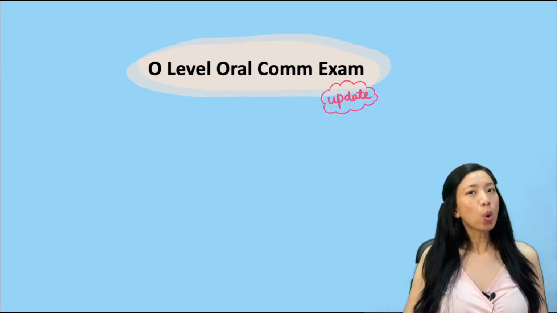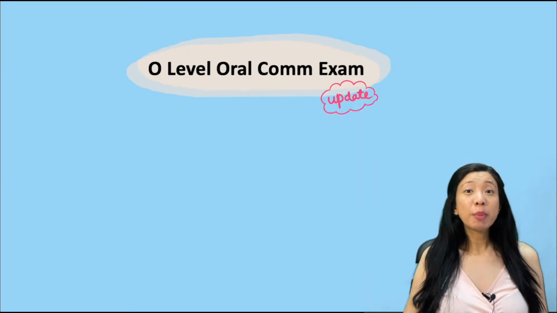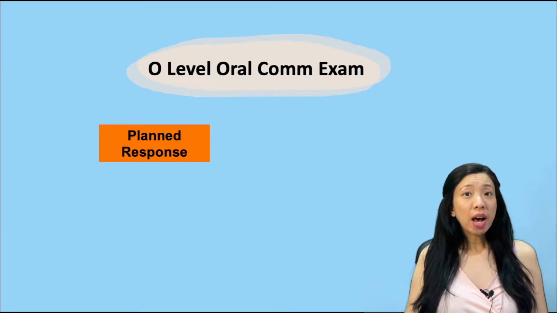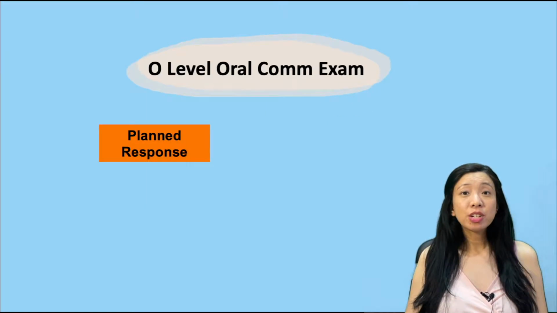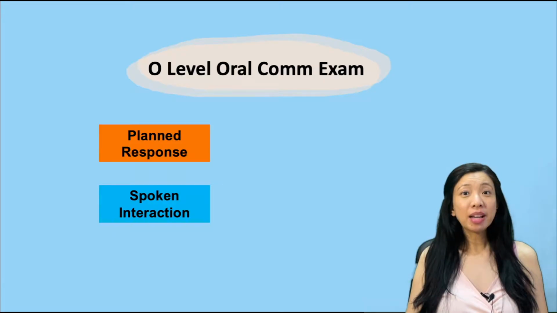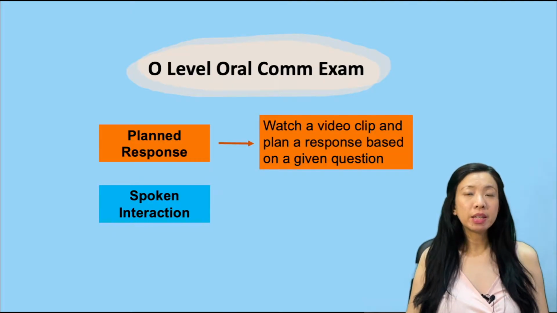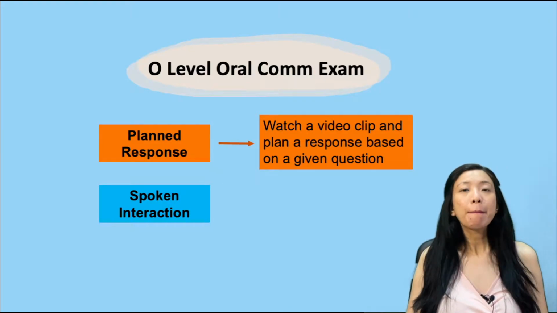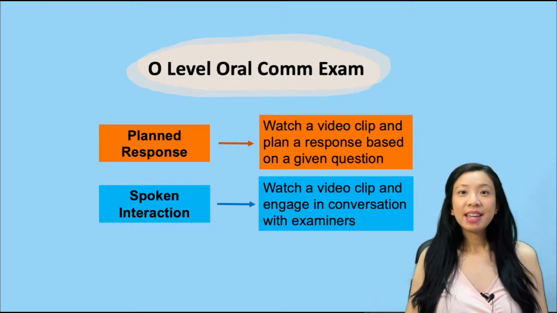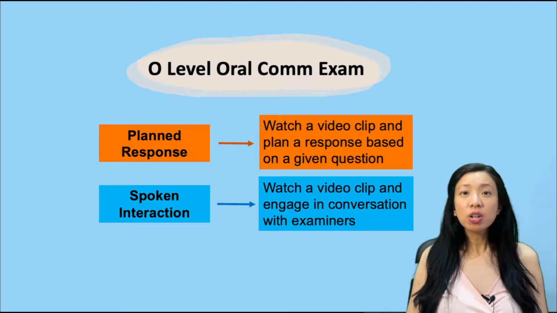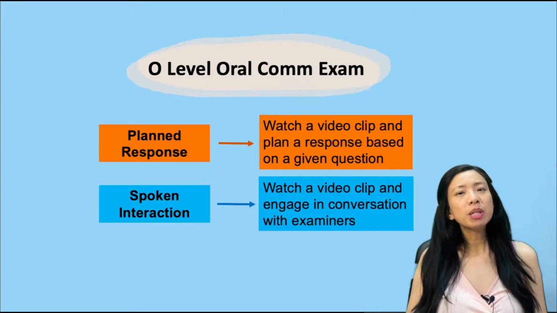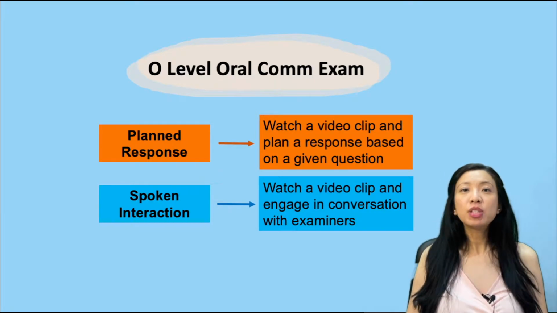Now for the latest O-level syllabus, the exam format is like this. The first part of the exam is something called planned response, and the second part is spoken interaction. In planned response, students will have to watch a video clip and plan their own response based on a given question. In the spoken interaction part, students will have to engage in conversation with the examiners, meaning the examiners will ask them some questions based on the same video clip that they watched in part 1.